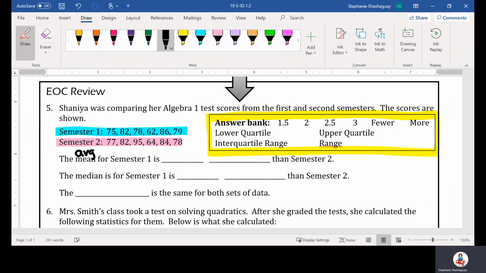To find our average or mean of semester 1, we're going to add 75 plus 82 plus 78 plus 62 plus 86 plus 79. When you add those all together, we get 462. And you're going to divide that by the number of data points that you have, which is 6. And so that means that the mean for semester 1 is 77.